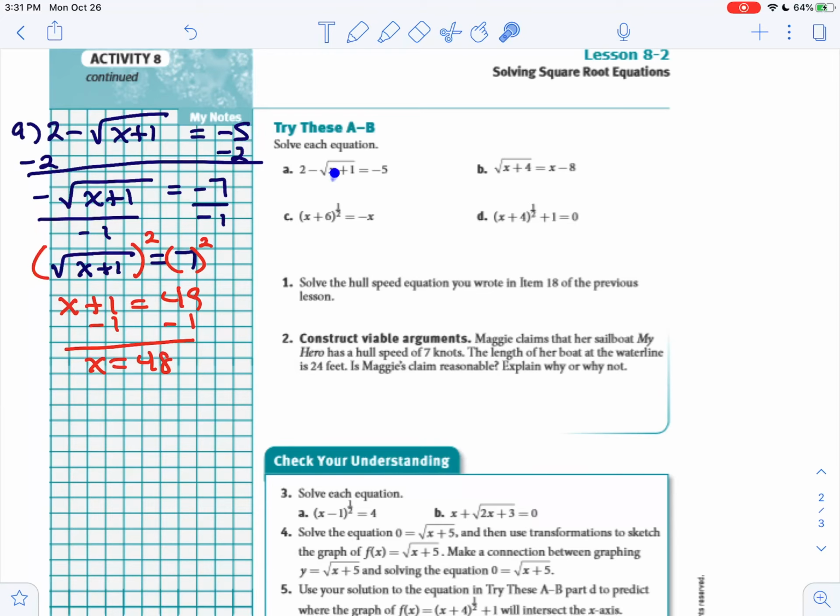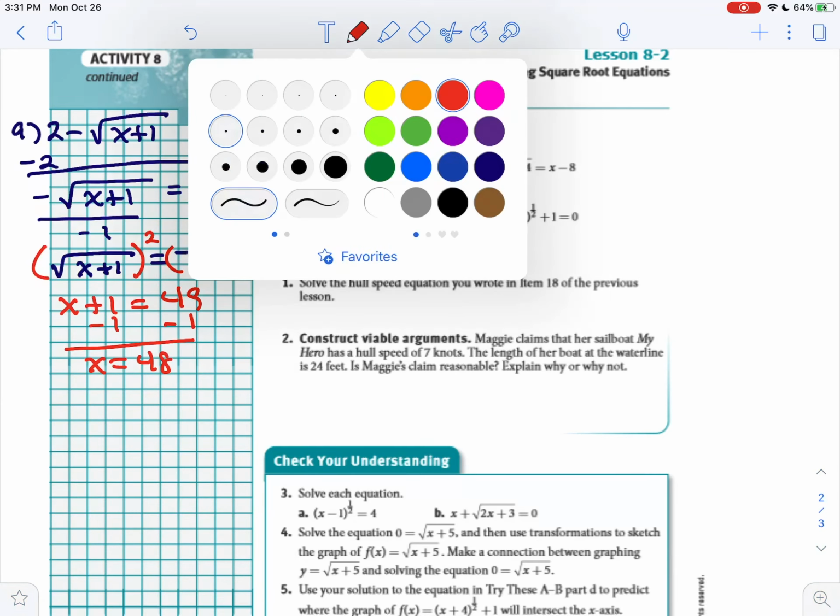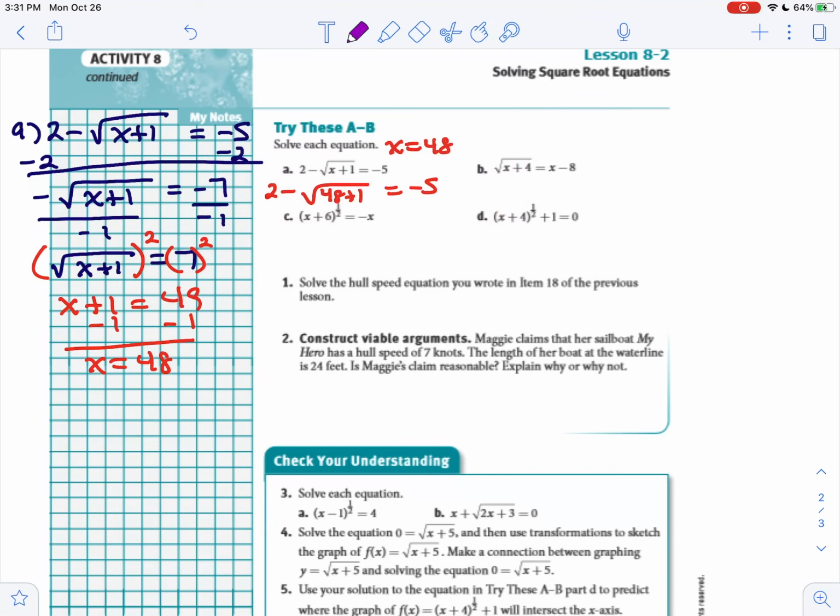Next is to check the solution. So if we plug the solution back in, we should hopefully get a true equation. Well, I'm going to plug in 48 into the radical right here. And I will see 2 minus the square root of 48 plus 1 equal -5. Is that true? Well, 2 minus the square root of 49 is 2 minus 7. That is true. So we do have a good answer. X equals 48.